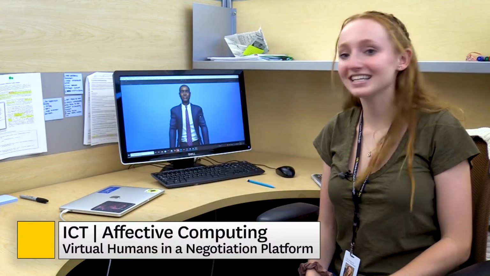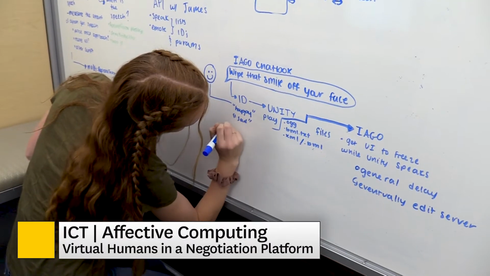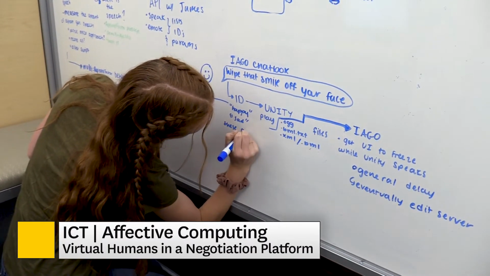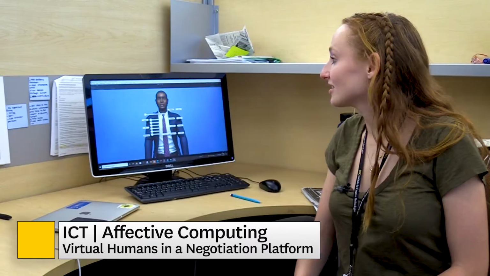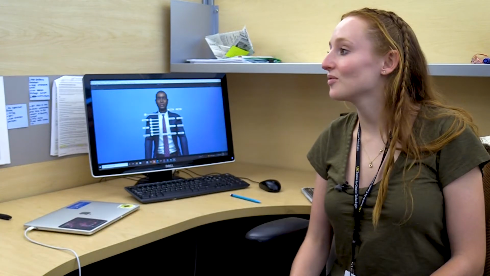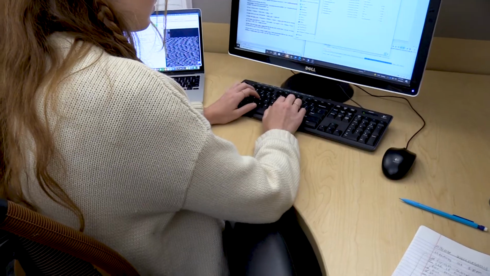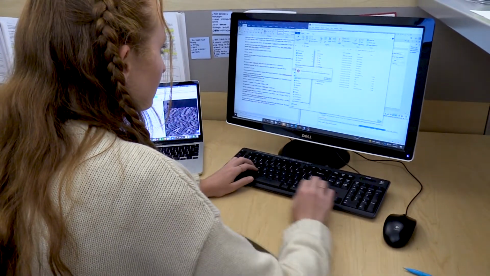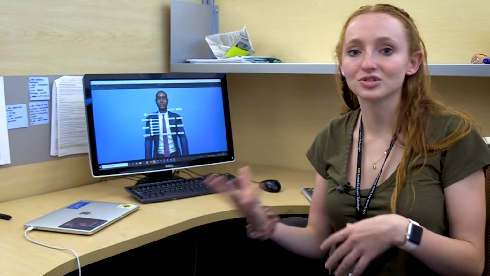This is Kevin. He is a virtual human. I work in an affective computing lab, so a lot of the research is surrounding emotion. One of the studies we want to do is whether or not the negotiation outcome would change with a happy versus angry or a neutral versus angry agent. And we think that the outcome might be more effective if we have something like Kevin in there instead of just the text box and a picture.